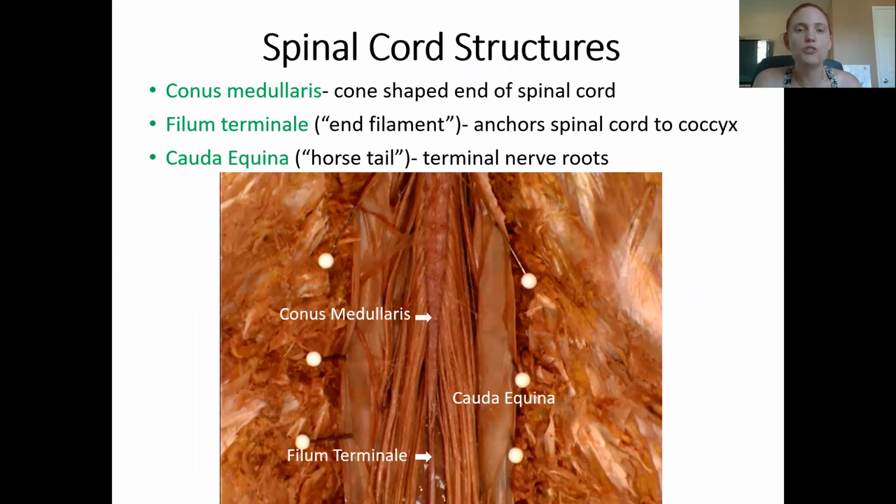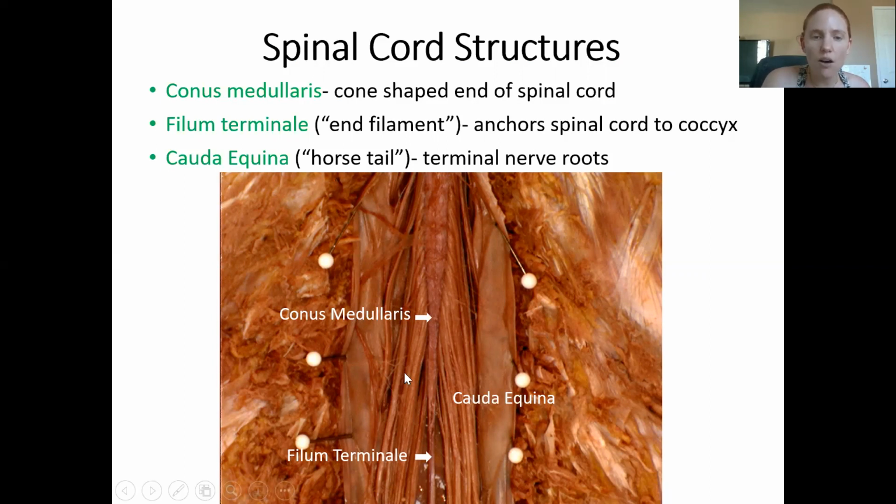Okay, let's go through a couple of structures of the spinal cord and then we're almost done. The spinal cord tapers off at the end and it creates a cone-like structure. This is called the conus medullaris. Medullaris as in medulla, like middle, and conus because it's a cone shape. The conus medullaris is then connected to the bone, the coccyx, by the filum terminale. Filum as in filament, like a thread, like a cord, and terminale like the end of it. Okay, so it anchors the end of the spinal cord to the coccyx so that it stays in place.